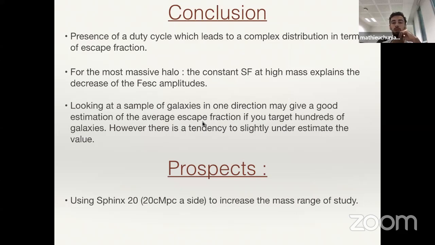I guess I'm around 10 minutes, so I will leave you with the conclusion. One of the big prospects for my future studies is to do the same work, but with a bigger simulation with 20 comoving megaparsec aside. It will help me to increase my mass range study and to go to a higher mass range, around 10^10 and 10^11 solar masses.